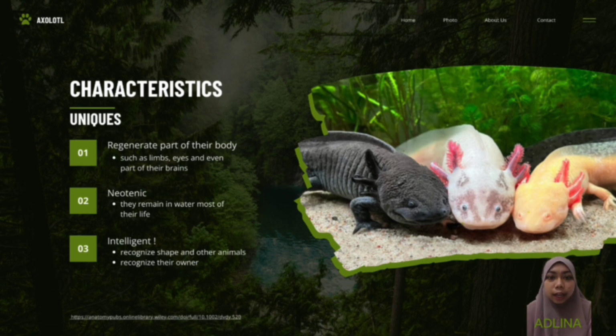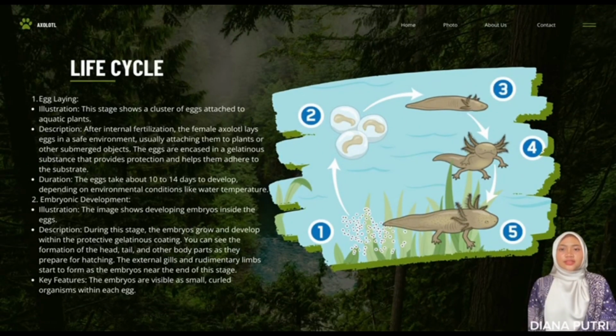Axolotls have both gills and lungs, though they remain in the water most of their life. They also retain juvenile traits, like a tail and body fin, that other salamanders lose in adulthood. And the last is axolotls are surprisingly intelligent because axolotls have been shown to be able to recognize shapes and other animals from a distance despite their poor eyesight, and can learn to recognize their owners as well as when it is feeding time.